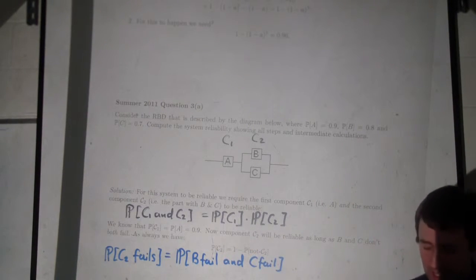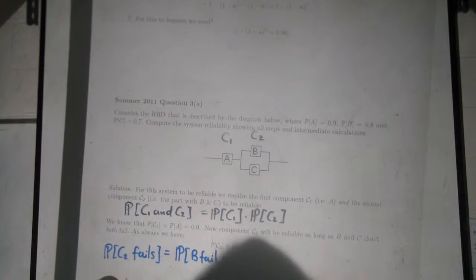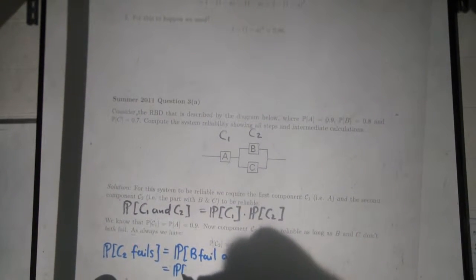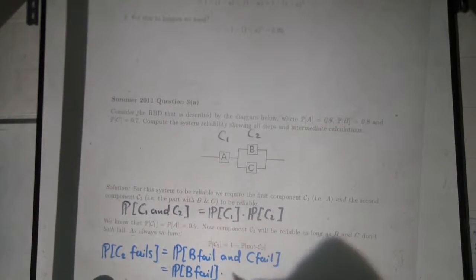So these, again, the probability of B failing and C failing, the "and" is just going to mean multiply. So this is going to be the probability of B failing, which I might write as not B, multiplied by the probability of C failing, which would be the probability of not C.